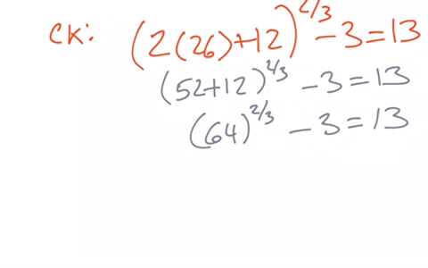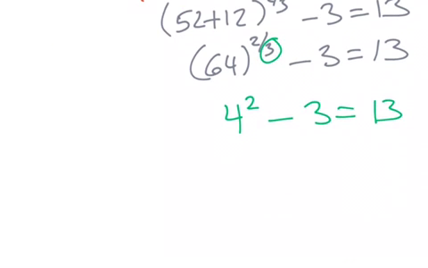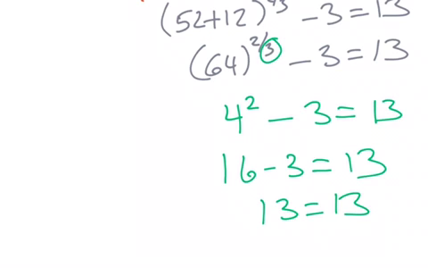64 raised to the 2/3 means I'm going to do the cubed root because the denominator is 3. So what times what is 64? That's 4 squared minus 3, which is 13. And so 4 squared is 16 minus 3 is 13. So 13 is 13. Okay?